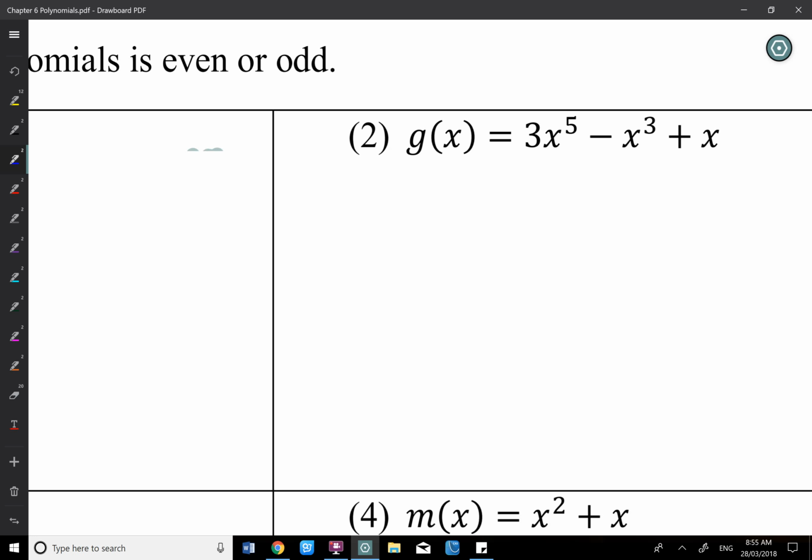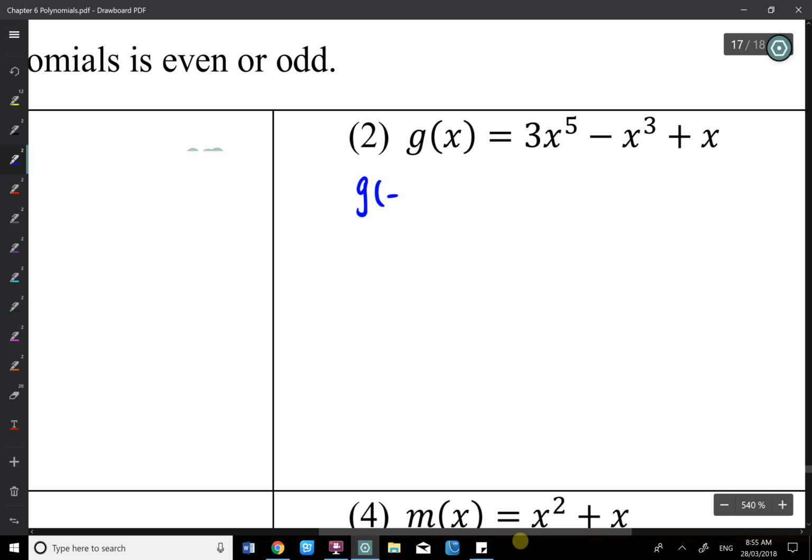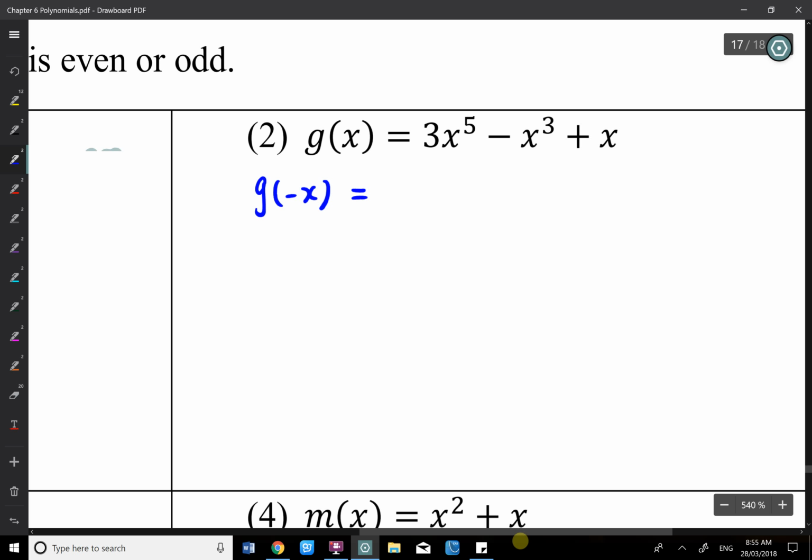Again, I guess that should be an odd function, because all the powers are odd numbers, but I can't say anything yet. So I will still see what my g negative x equals to. My g negative x equals 3 negative x to the power 5 minus negative x to the power of 3 plus negative x.